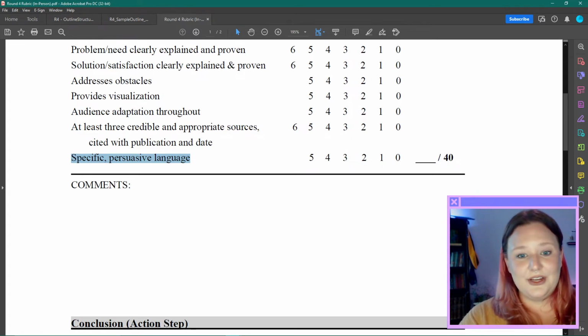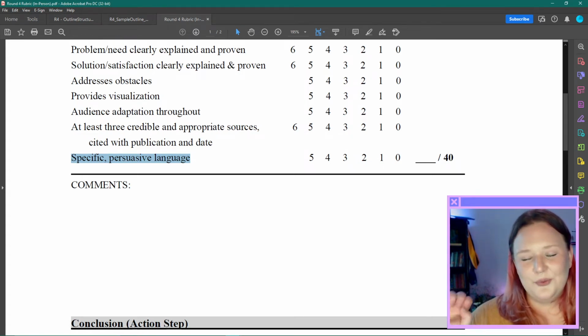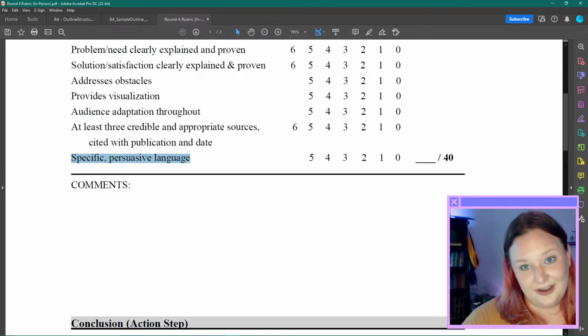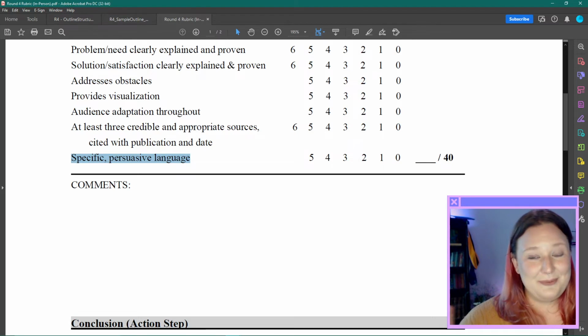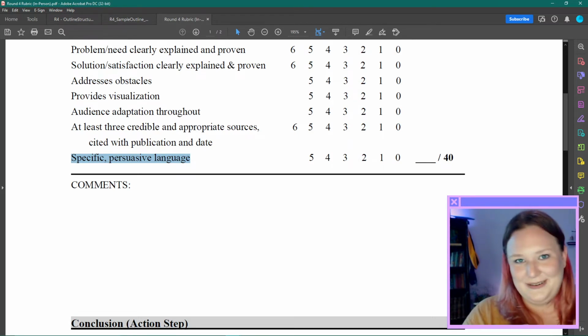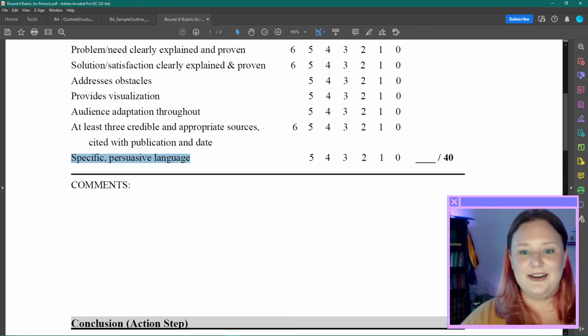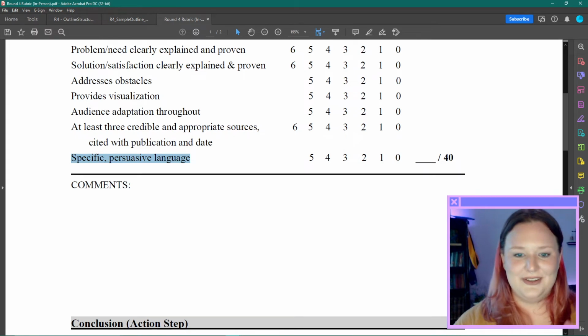Keeping that language vivid and specific is really important, especially if you have a neutral or positive audience, because that's when your biggest challenge is holding their attention, remember? So, specific, persuasive language that adds clarity and interest throughout the content of your speech is what I'm looking for there.